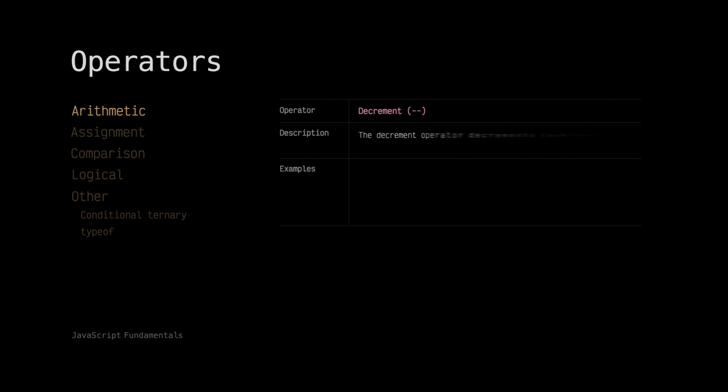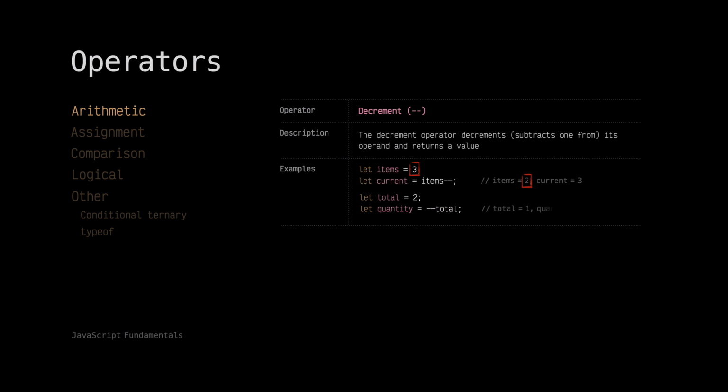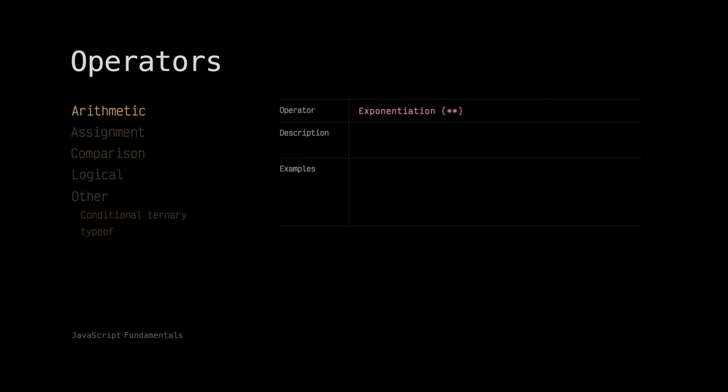Decrement. The decrement operator subtracts 1 from its operand and returns a value. It also provides postfix and prefix. So if used postfix, with the operator after the operand, then it decrements and returns the value before decrementing. If used prefix, with the operator before the operand, then it decrements and returns the value only after decrementing.